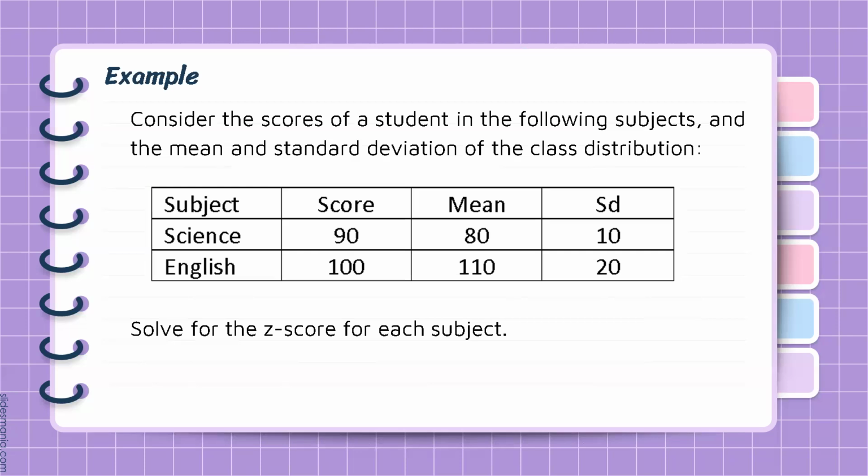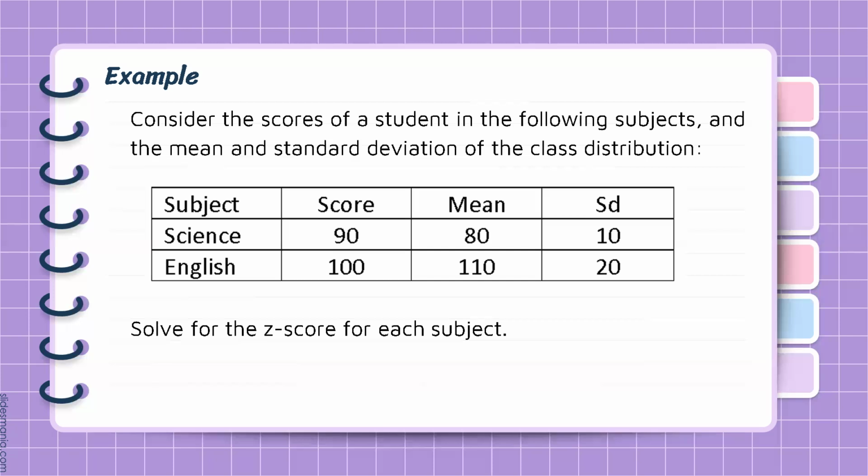So let's consider the scores of a student in the following subjects, science and English, and the mean and standard deviation of the class distribution. In which subject did the student perform better? We cannot compare their performance in these subjects by just looking at his raw scores, considering that these class distributions have different means and standard deviation. We can only compare these distributions when we convert the raw scores into z-scores.